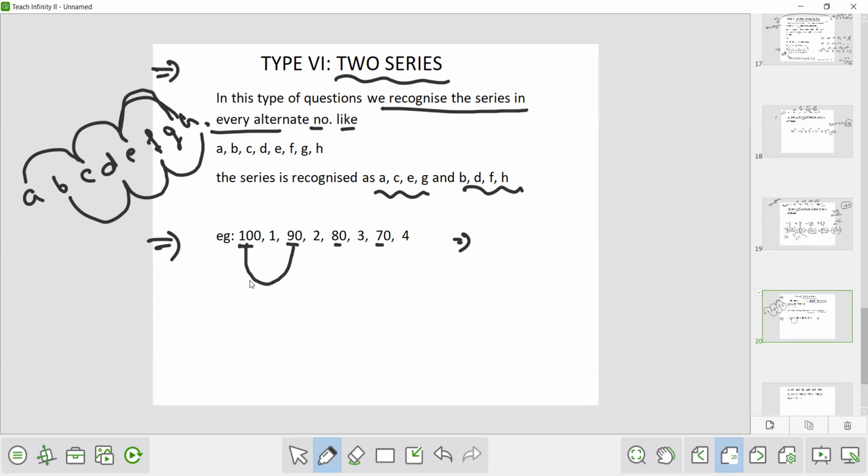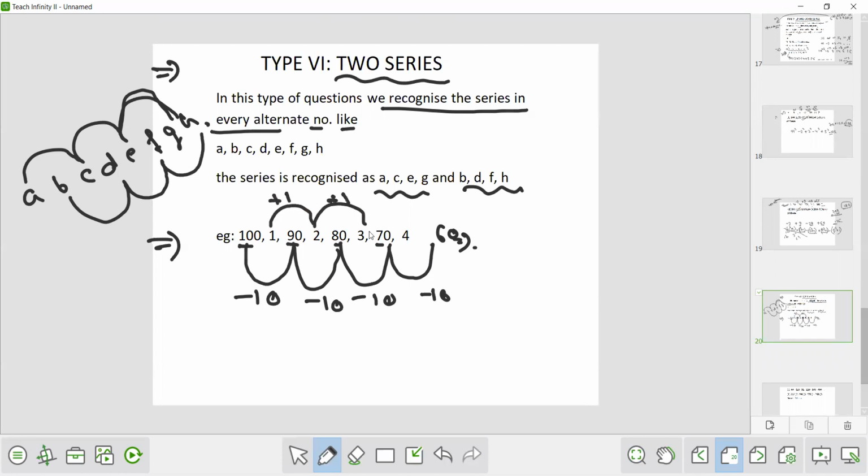So 100 and 90, minus 10, then 90 and 80, minus 10, then 80 and 70, minus 10, then the next number will be 70 minus 10, that is 60. And here you will find the logic: 1 and 2, plus 1, 2 and 3, plus 1, 3 and 4, plus 1, then it will be 4 plus 1, 5, like this. The series keeps on going. There is a relation between every alternate number.